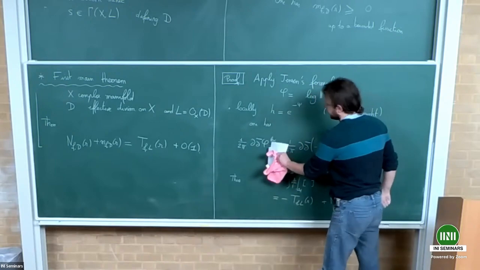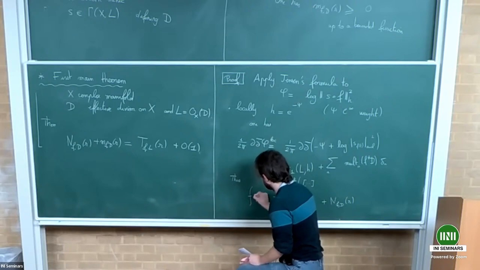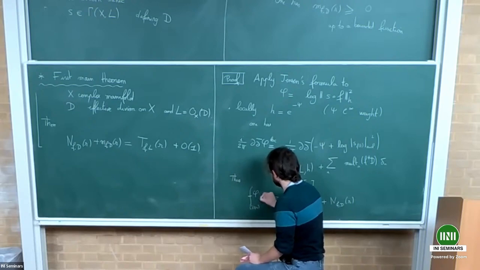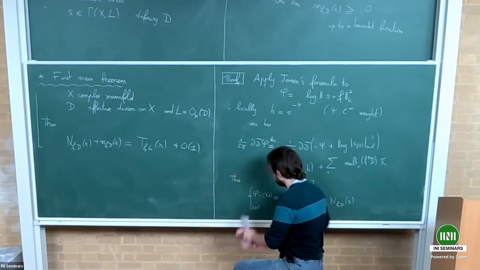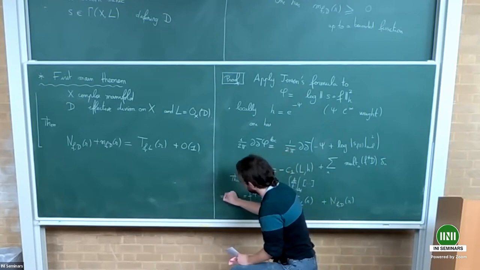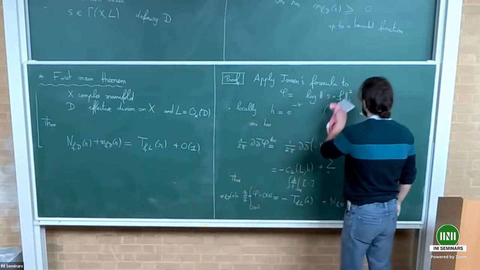And on the left hand side, there you apply Jensen's formula and you get the mean value of C of the disk on the circle of radius 0 minus the other mean value, which I will put inside some O(1). And this is the proximity function. And there is one half here that makes disappear this 2.